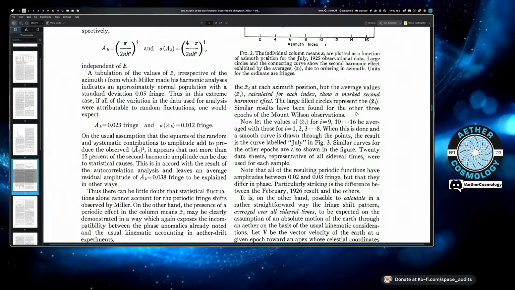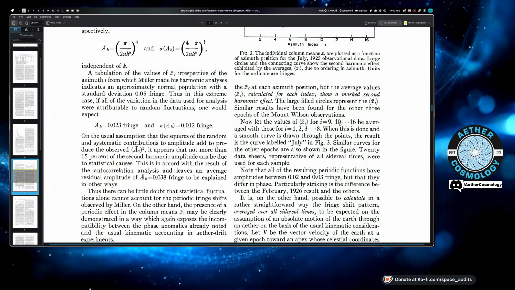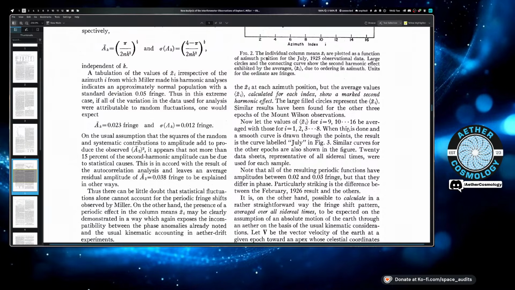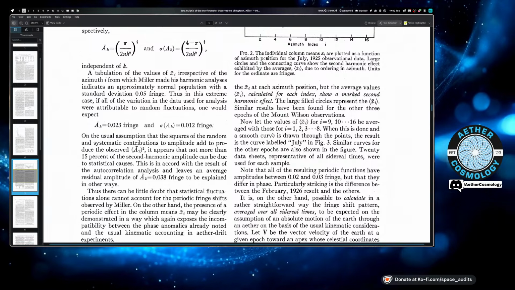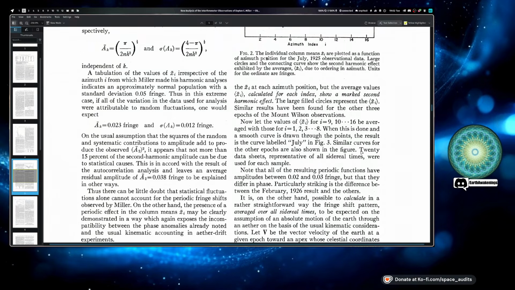Similar results have been found with 3 other epochs in the Mount Wilson observations. Now let these values of X sub I for I equaling 9, 10, going to 16 be averaged with those of I in a series going from 1, 2, 3 to 8. When this is done, a smooth curve is drawn through the points, and the result is labeled July in figure 3. Similar curves for the other epochs are also shown in the figure.